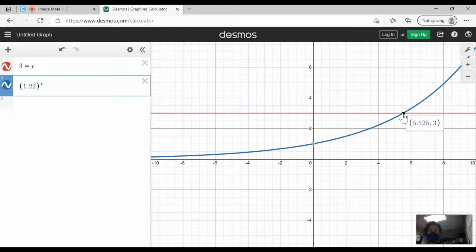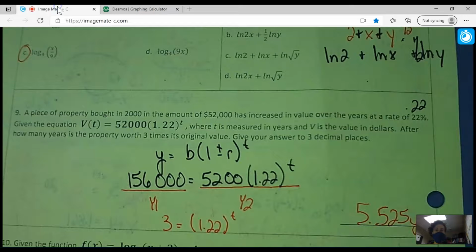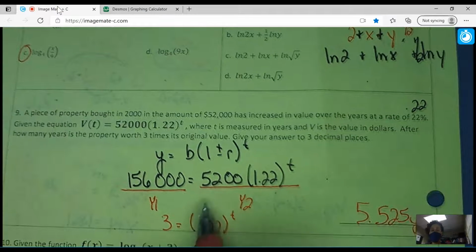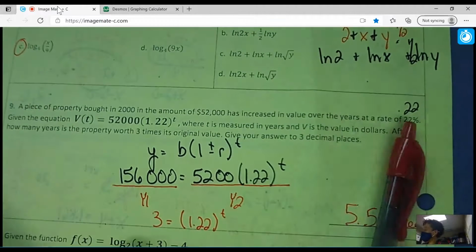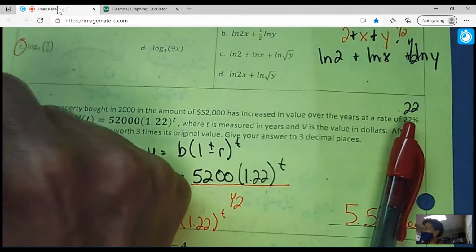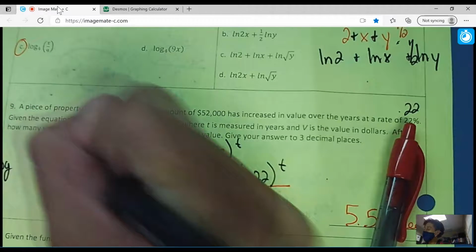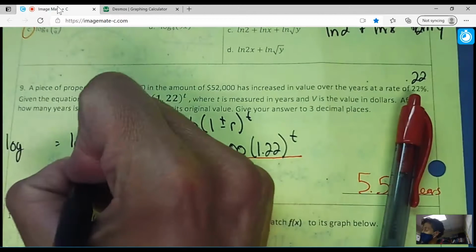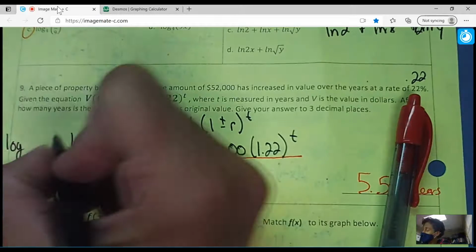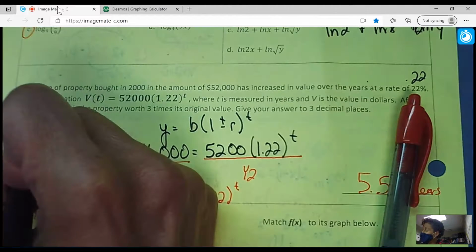Now, if you didn't want to use the Desmos option, then once I get here, because I would still move this over, now to undo the exponent, I'm going to log both sides. So here goes the log on the left and the log on the right, and I need the base. And so I want the base of the exponent. I want this number, not this. So this goes here and here.